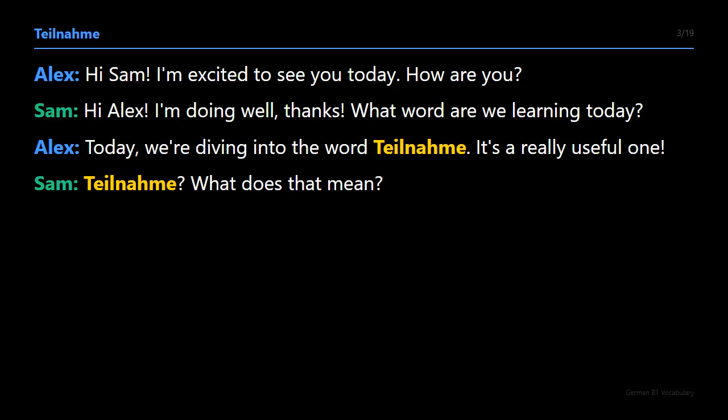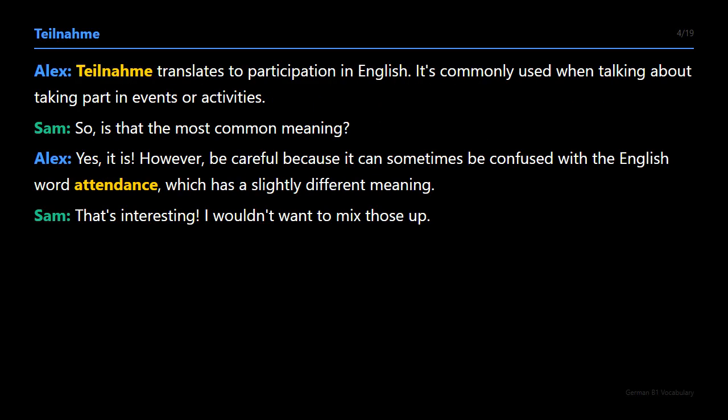Teilnahme. What does that mean? Teilnahme translates to participation in English. It's commonly used when talking about taking part in events or activities.